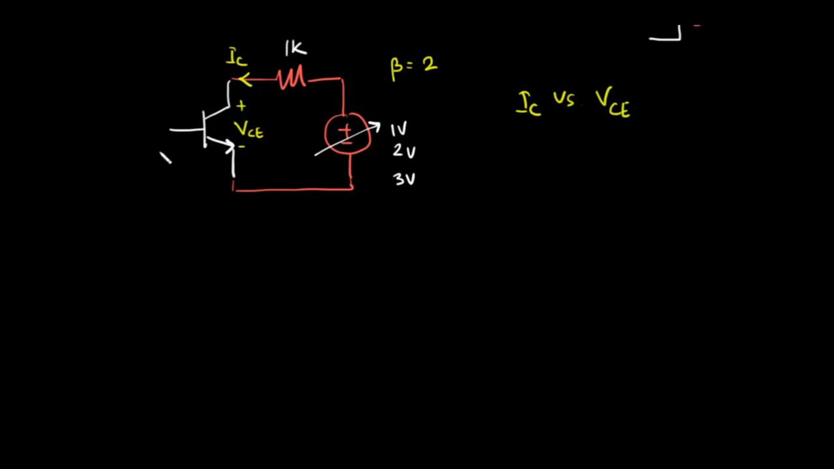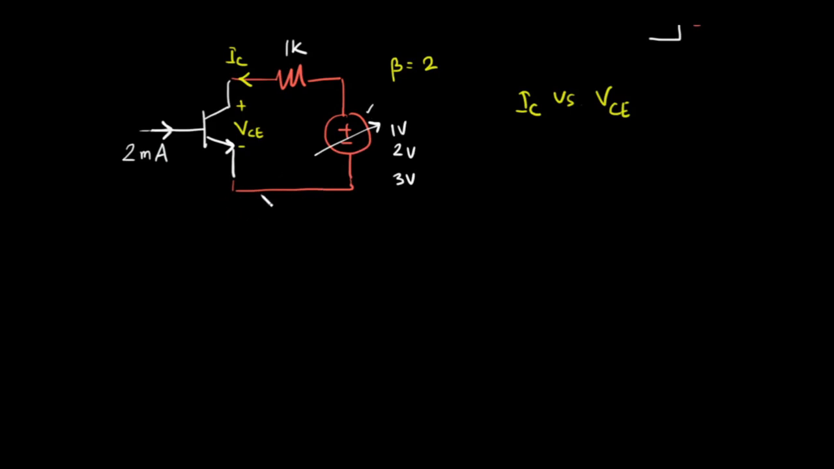Suppose I input a constant current at this terminal, let's say 2 milliampere. Let's see what happens in this configuration if we change the value of this voltage source.